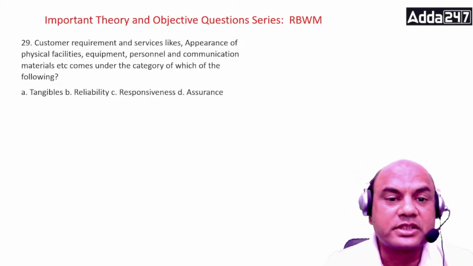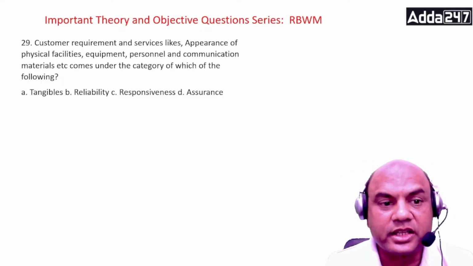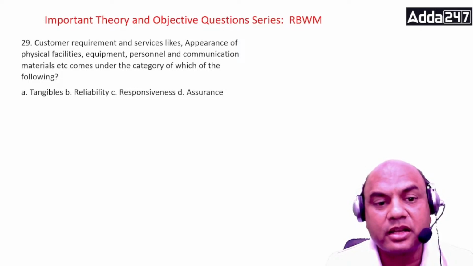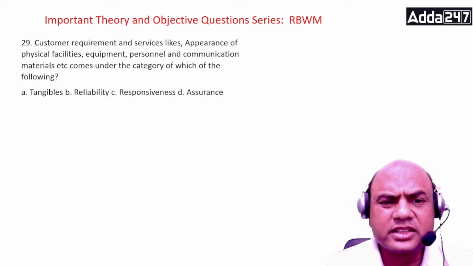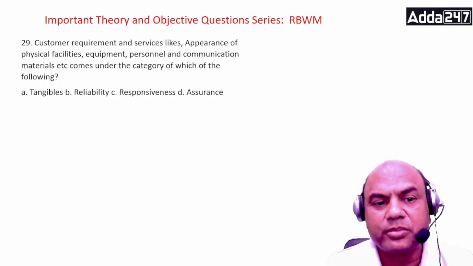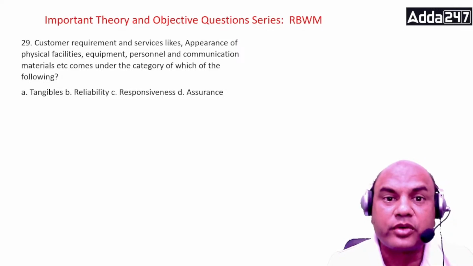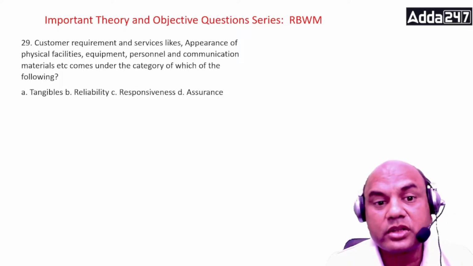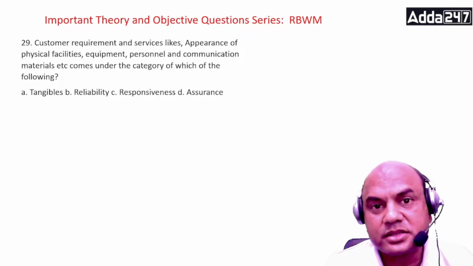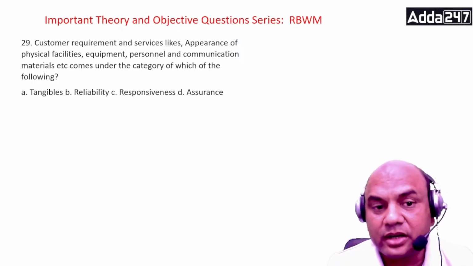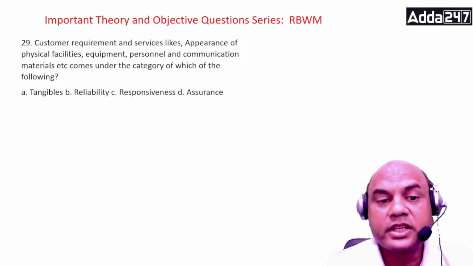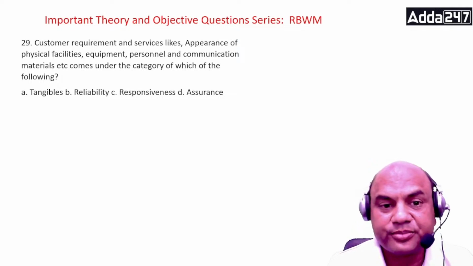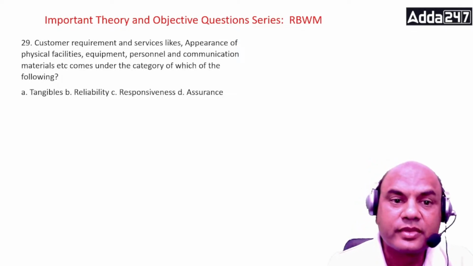Customer requirements and services like appearance of physical facilities, equipment, personnel, communication, materials, etc. comes under the category of which of the following? So what is this? Appearance of physical facilities, equipment, personnel means how your staff is placed, how your staff is speaking to the customers, how your staff is dressed, what is the overall furniture of your branch, is it clean, is it painted well? So these are all appearances. So these come under which of the categories? Tangibles, reliability, responsiveness, and assurance. They will come under which category?